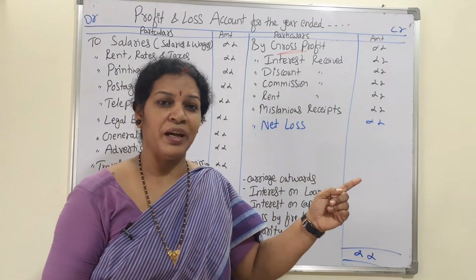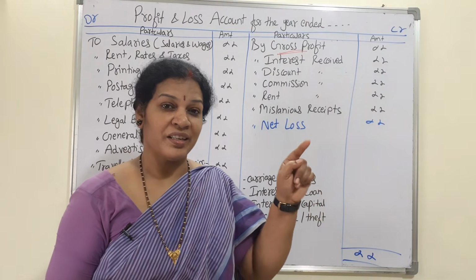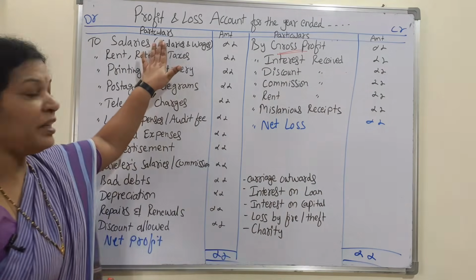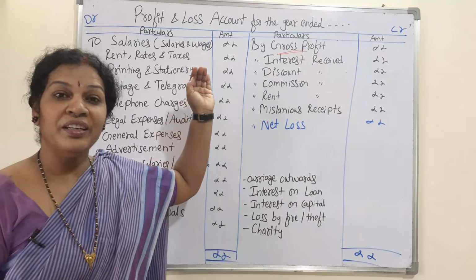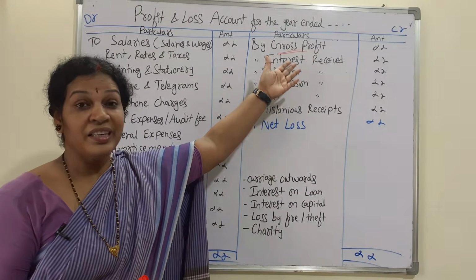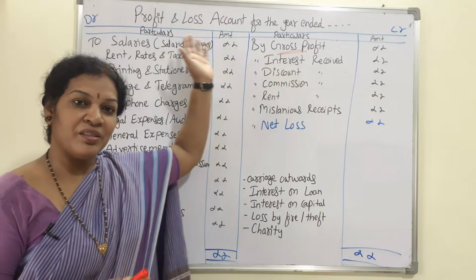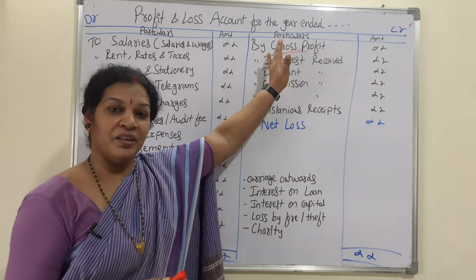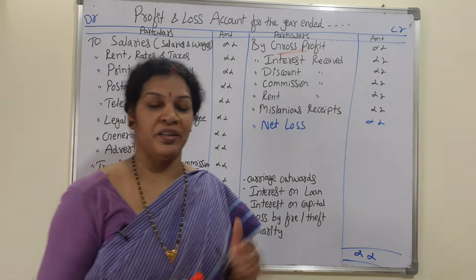If you have a gross loss, it will be on the credit side of the trading account, so we would write the gross loss on the debit side. Generally we can expect a gross profit, so I have written gross profit on the credit side. If it is a gross loss, we'll write it on the debit side. With this we'll start.